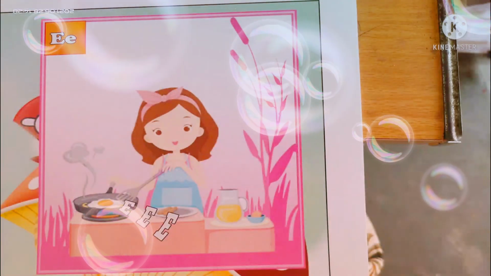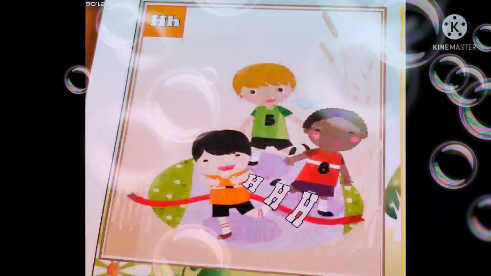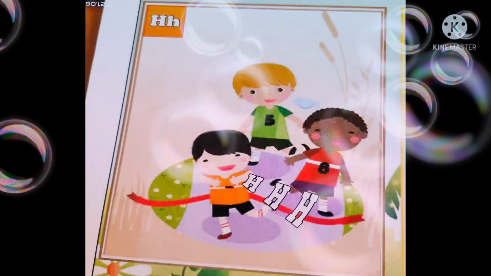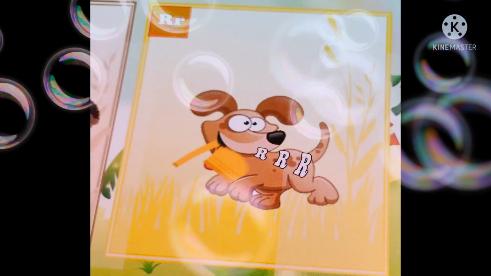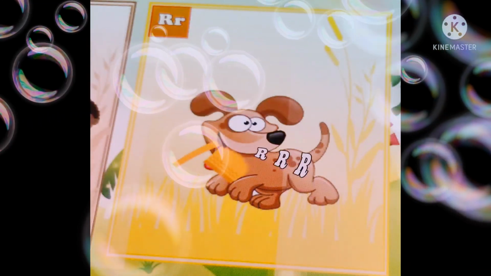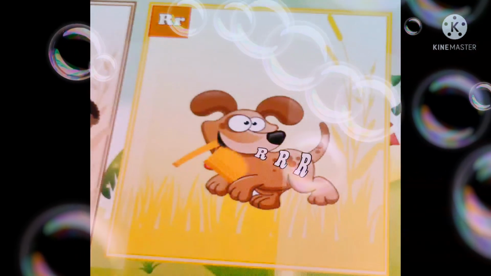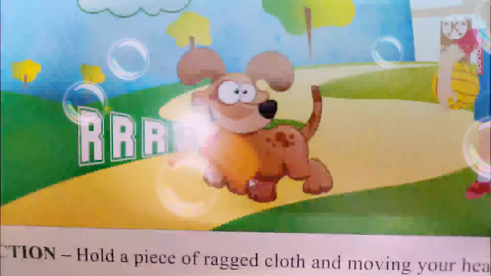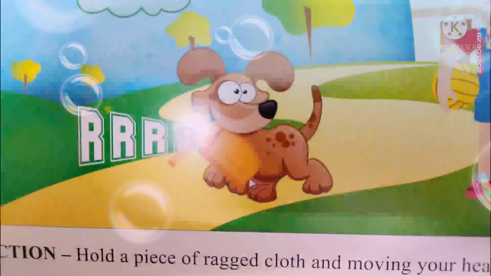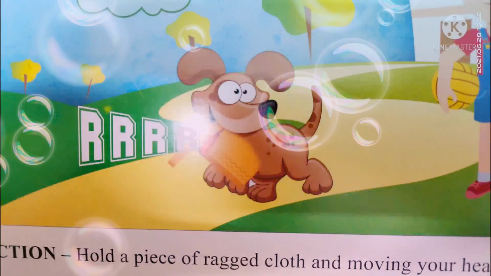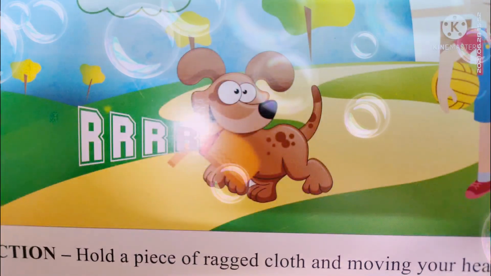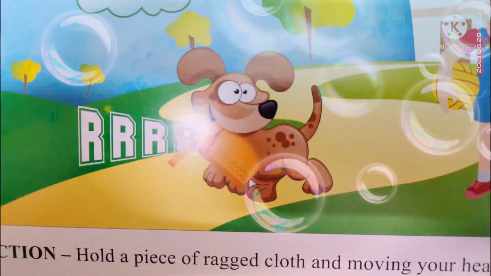The next sound in today's class is, what is the letter here? R. The sound of the letter is R. The action for the sound is, students, now you pretend to be a dog and holding a piece of ragged cloth in your mouth and move your heads fast and say the sound R.